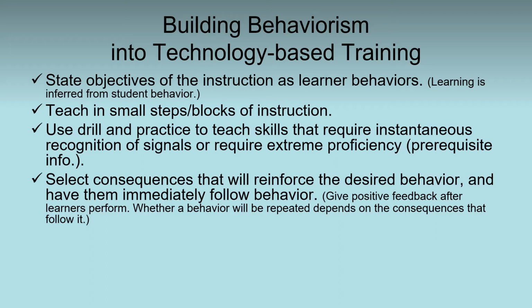And then, after you teach one item, use drill and practice to teach skills that will help the students recognize the signals and then be able to perform those behaviors. Behaviorism also suggests select consequences that will reinforce the desired behavior and immediately follow the behavior. In other words, give positive feedback after the learners perform correctly. If they perform incorrectly, also provide them with feedback, but tell them why it's wrong and possibly give them another chance so they can get it right.